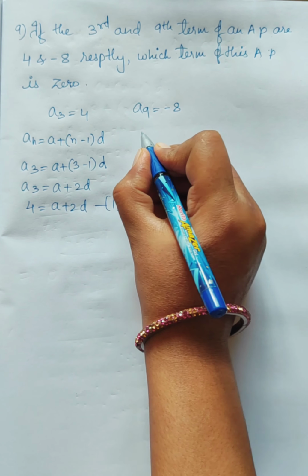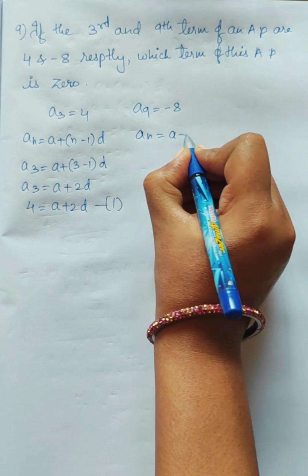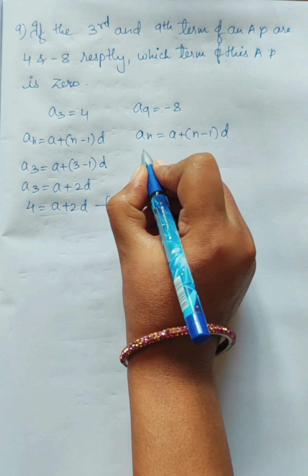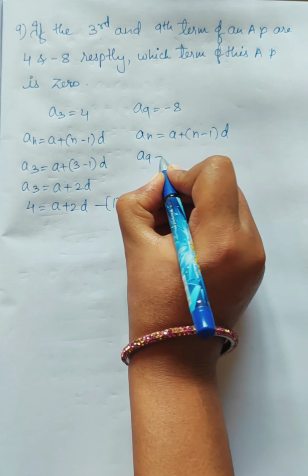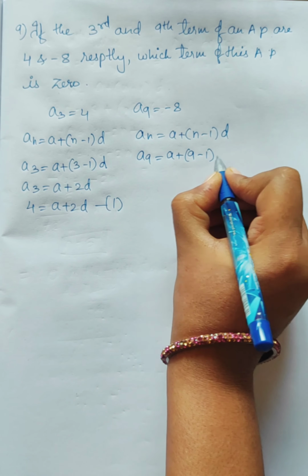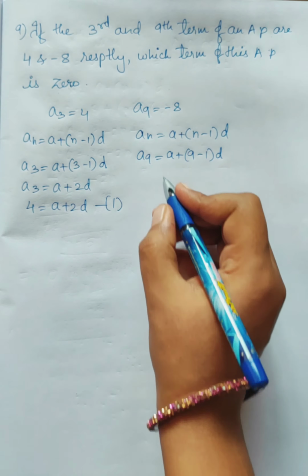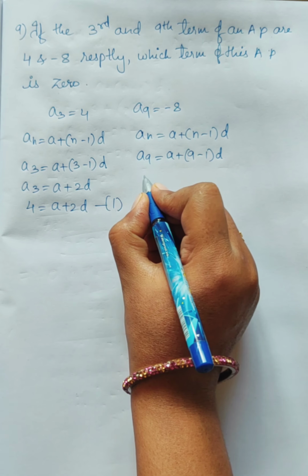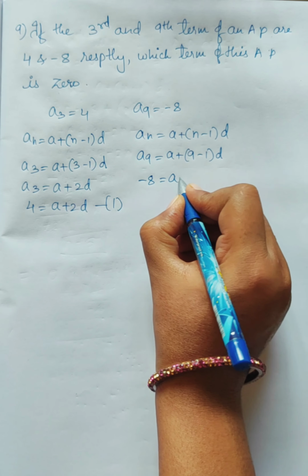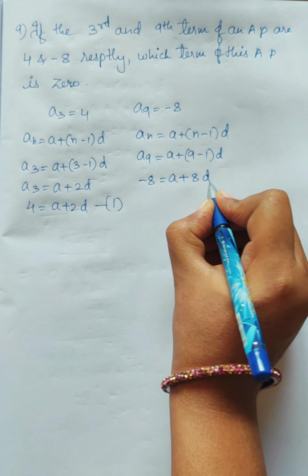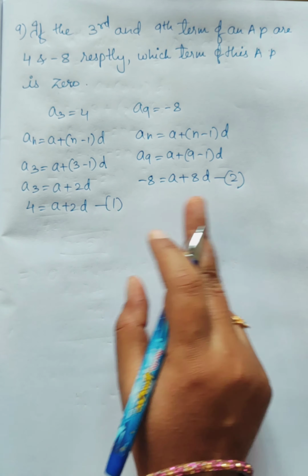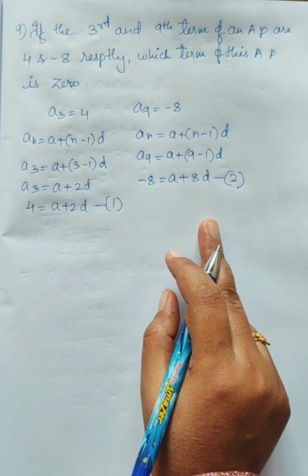The next is this. That is an is equal to a plus n minus 1 into d. So in place of an I am going to write a9 is equal to a plus, n is 9, 9 minus 1 into d. d is not given, keep it as it is. So a9 value is what? Minus 8, which is equal to a plus 9 minus 1 is 8, 8d. This is equation number 2. Okay, now I have got two equations. I am going to solve this simultaneously.